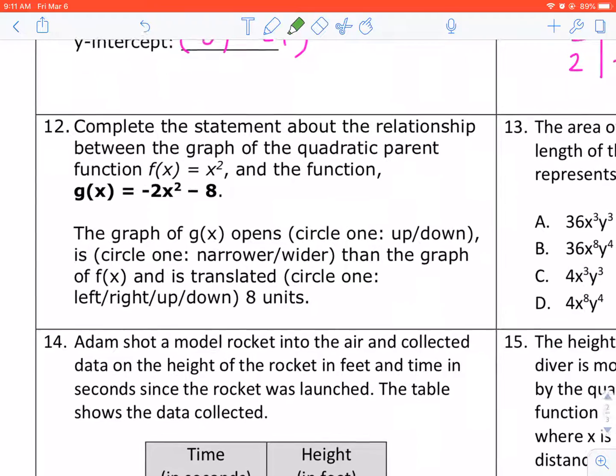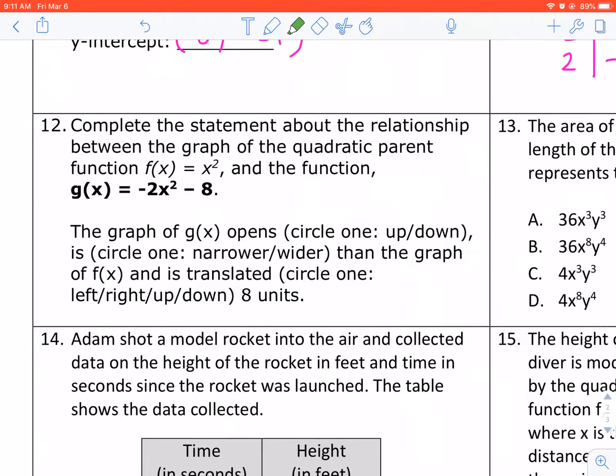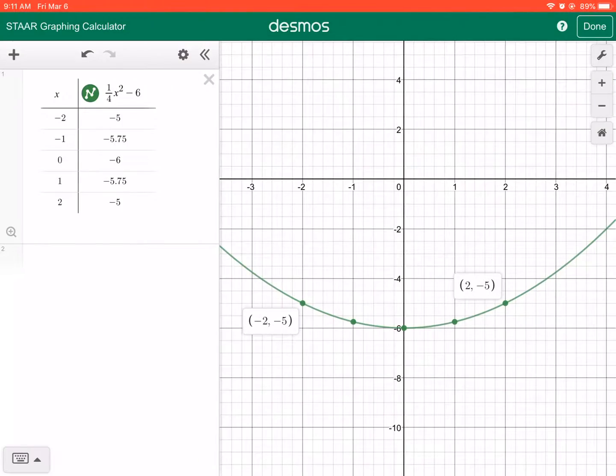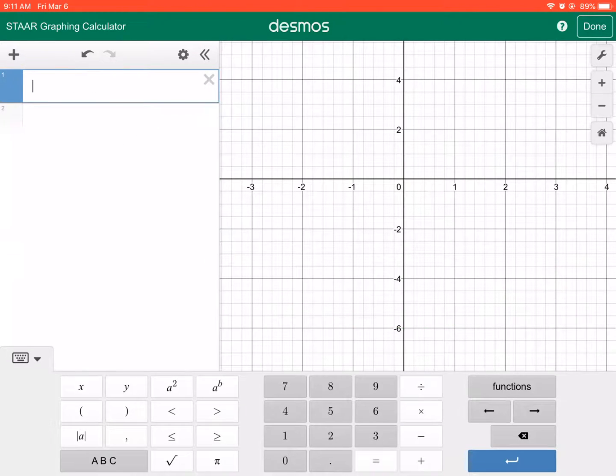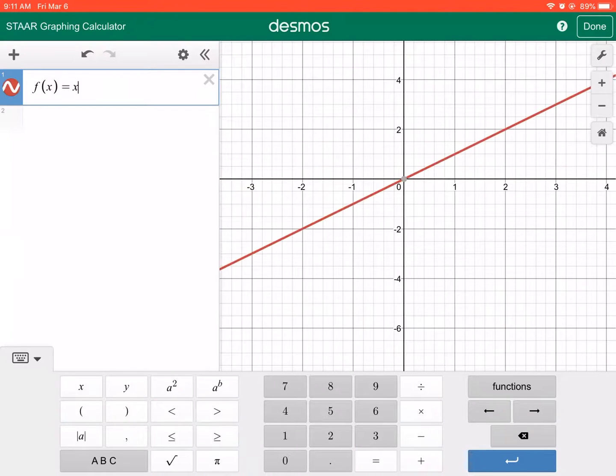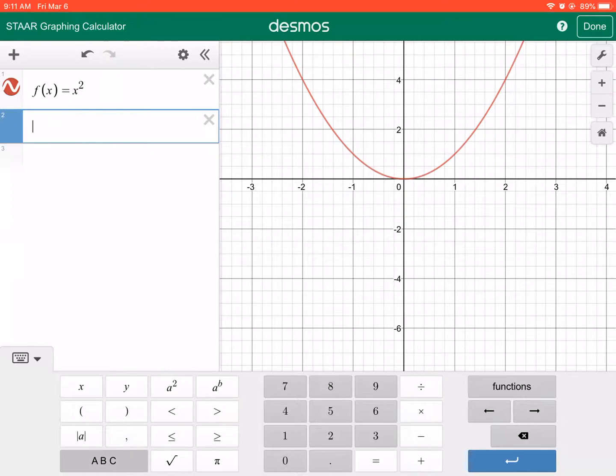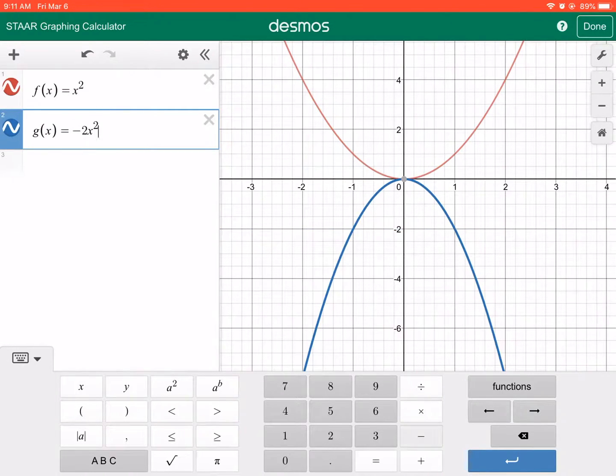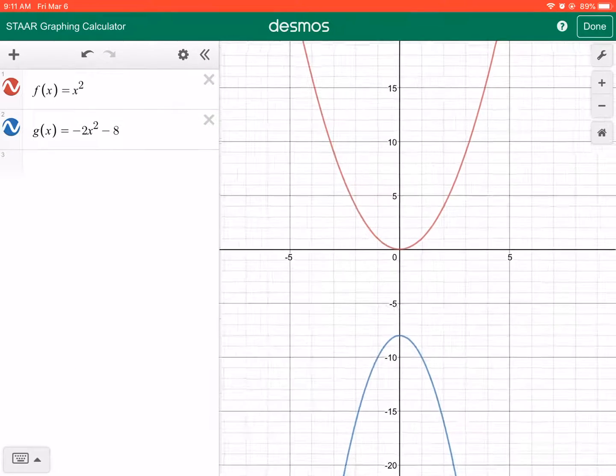For question number 12, complete the statement about the relationship between the graph of the quadratic parent function, there it is, and the function g of x. So again, what we're going to do is type these into Desmos, and we have our parent function, f of x equals x squared, and then our g of x equals -2x squared minus 8. I don't see anything, so I'm going to pinch, pull, and drag until I do see something so that I can compare them.